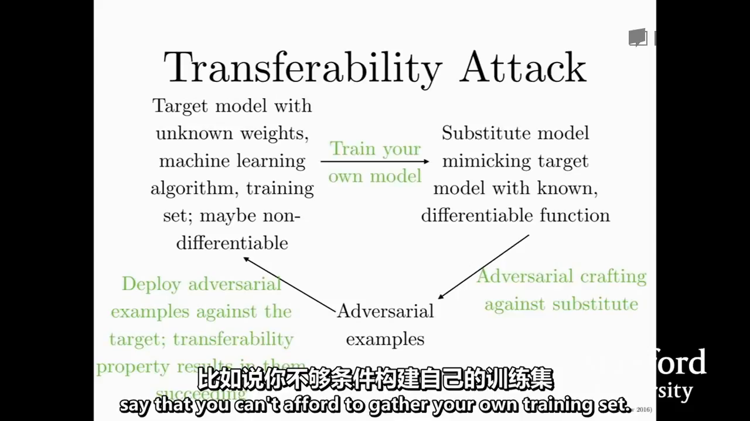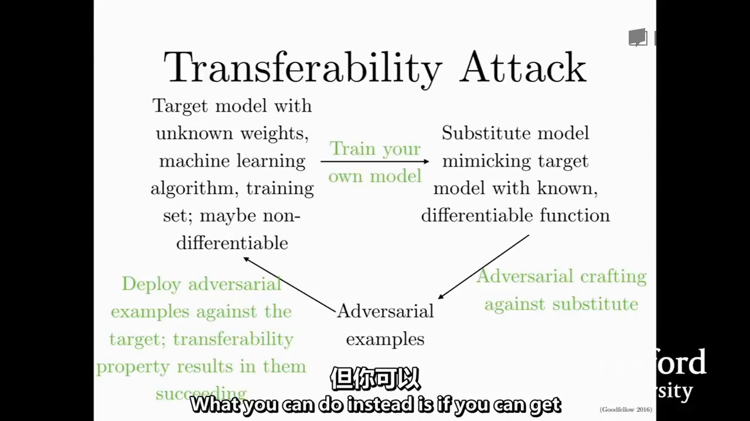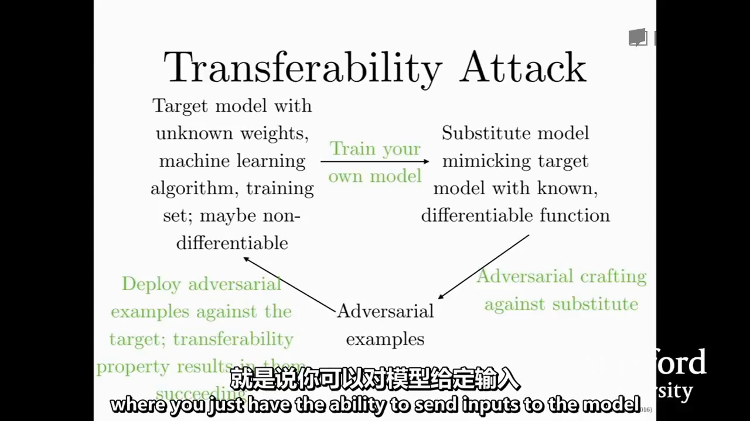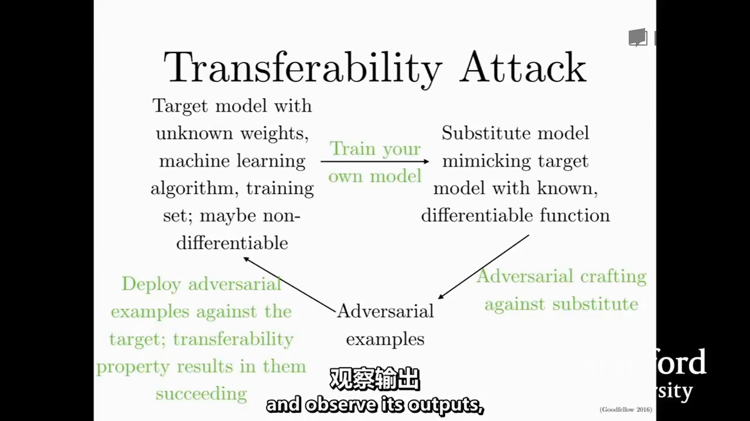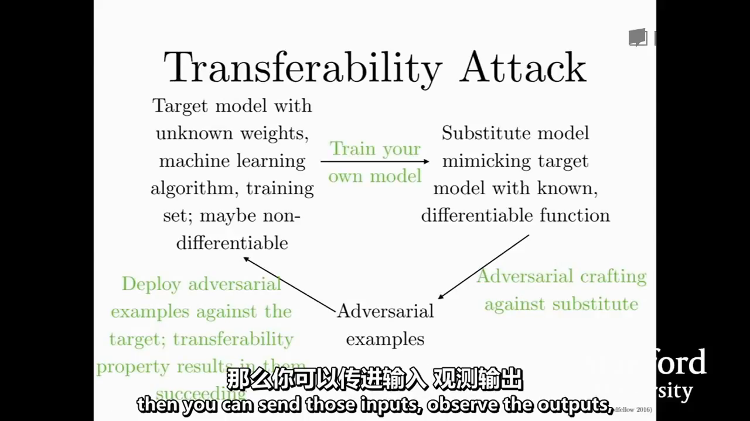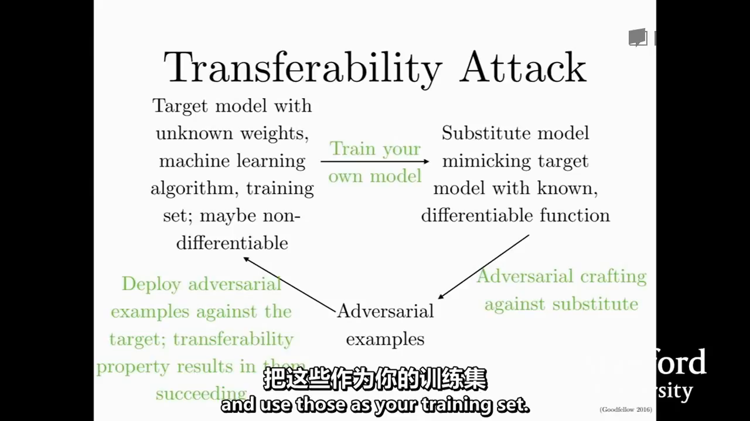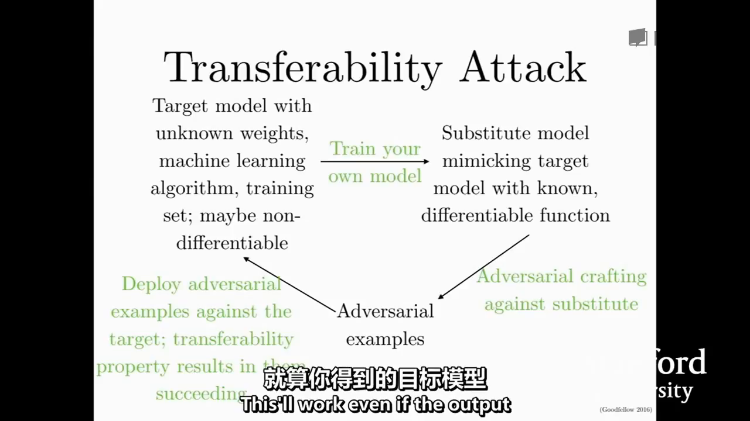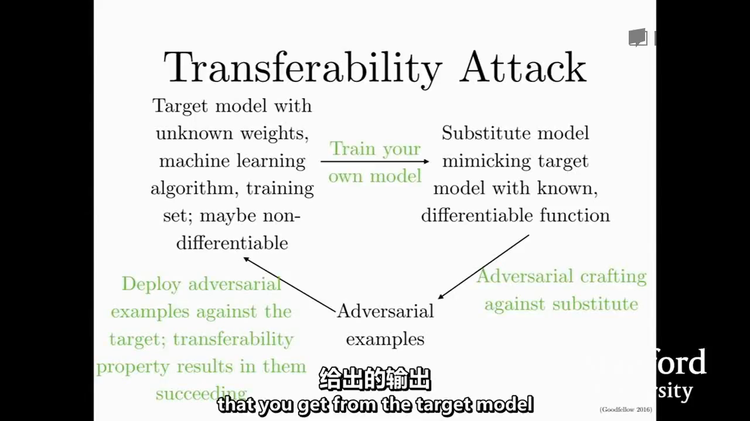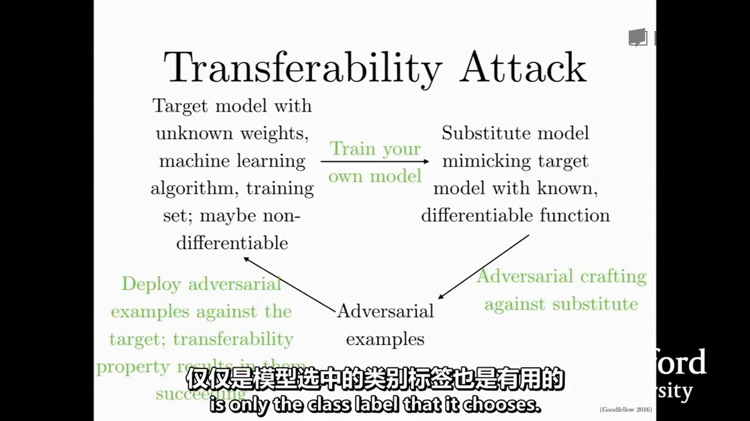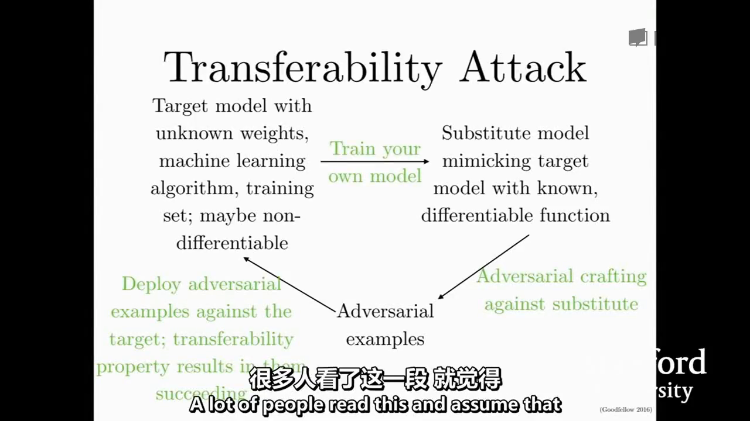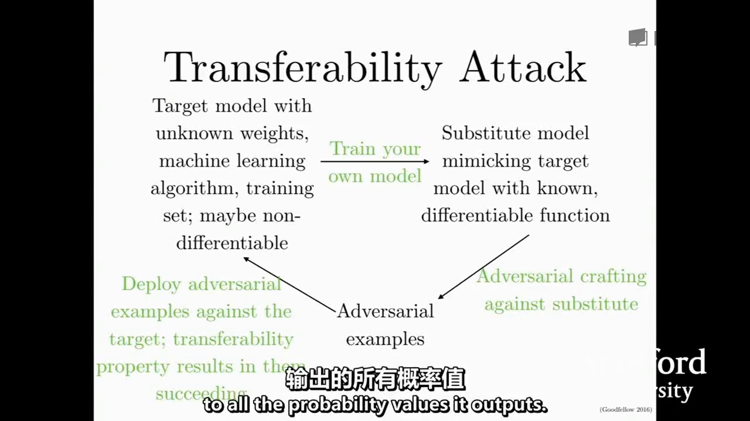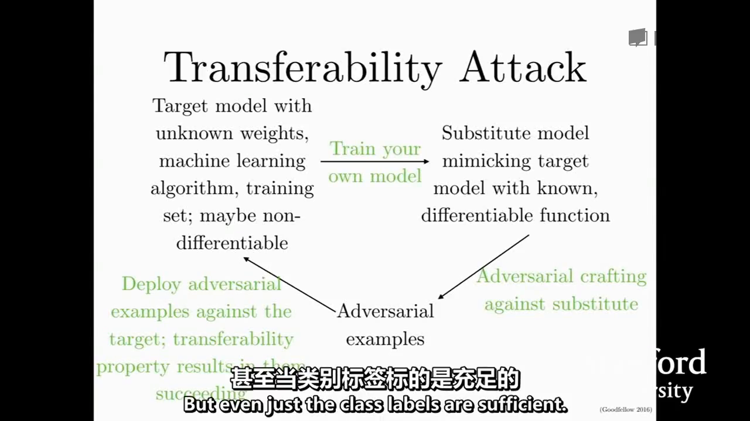The other thing you can do is say that you can't afford to gather your own training set. What you can do instead is, if you can get limited access to the model, where you just have the ability to send inputs to the model and observe its outputs, then you can send those inputs, observe the outputs, and use those as your training set. This will work even if the output that you get from the target model is only the class label that it chooses. A lot of people read this and assume that you need to have access to all the probability values it outputs. But even just the class labels are sufficient.